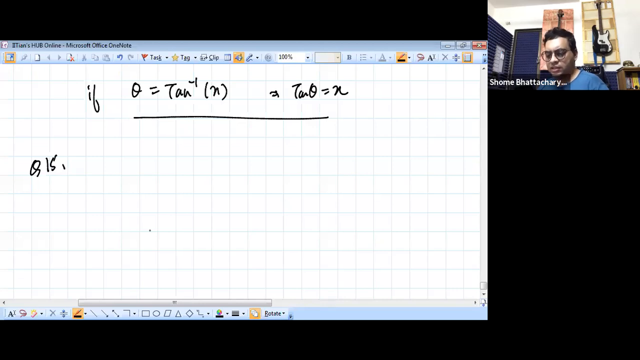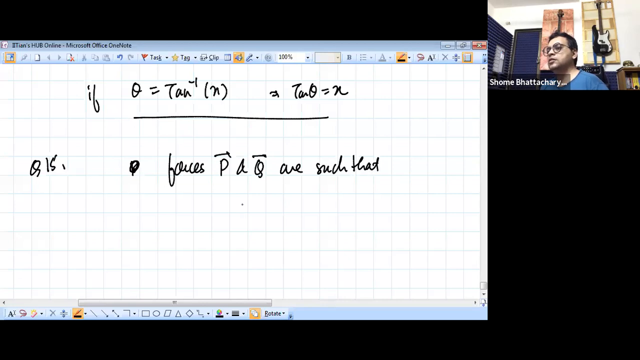So question 15 is telling us that two forces P and Q have magnitudes in the ratio 1:2. The angle between them is what is given? And the resultant is at an angle of tan inverse root 3 by 2 with respect to P.